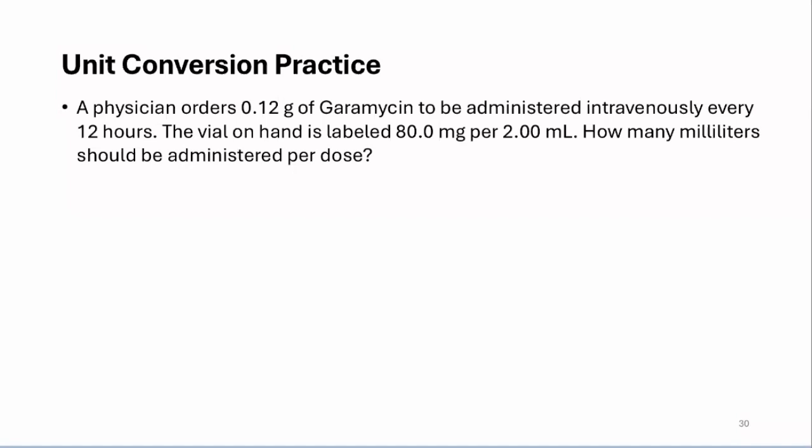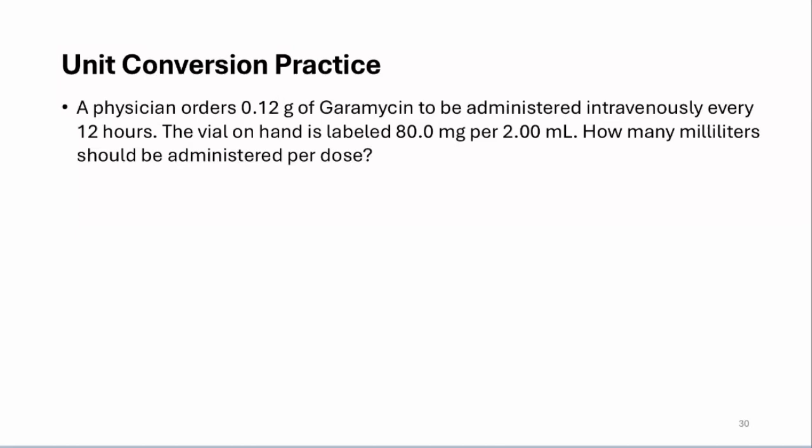In this practice problem, let's read the statement. It says, a physician orders 0.12 grams of garamycin to be administered intravenously every 12 hours. The vial on hand is labeled 80.0 milligrams per 2.00 milliliters. The basic question is, how many milliliters should be administered per dose?